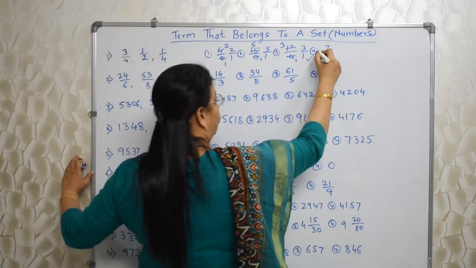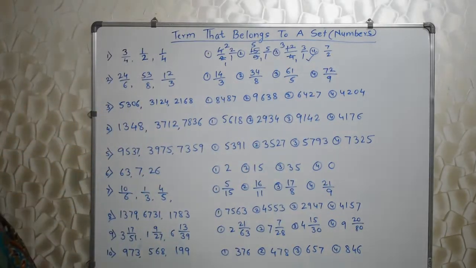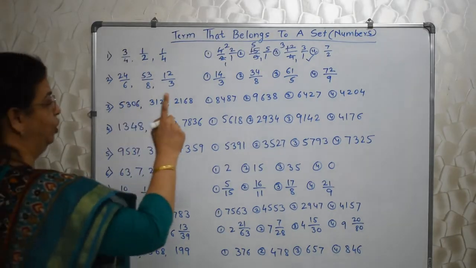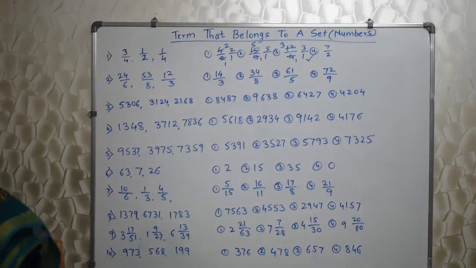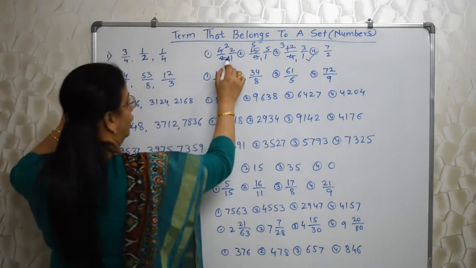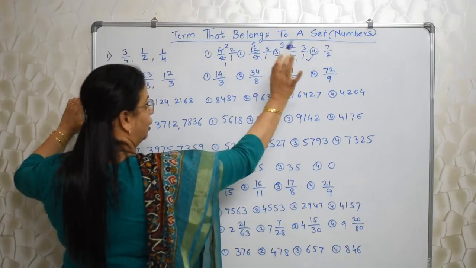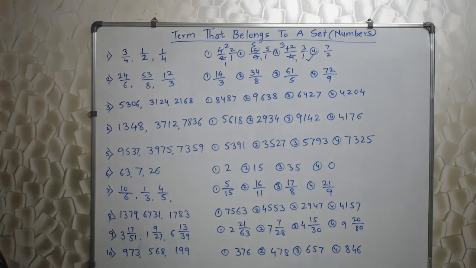So here the fourth one is the answer, because 7 is not completely divisible by 2. So this is a fraction. This is 3.5 actually. So it is a fraction. These are whole 2, whole 5, whole 3, not fractions. So the answer is the fourth one.